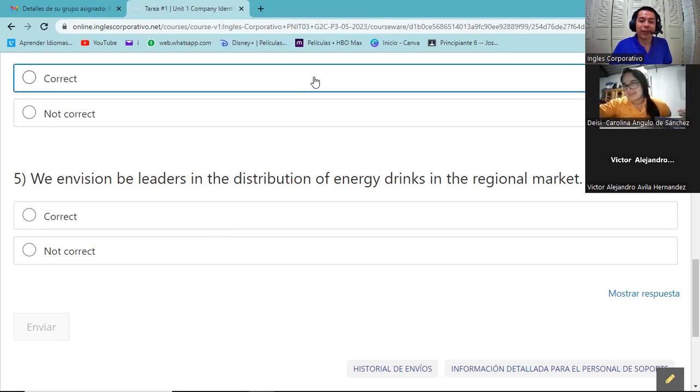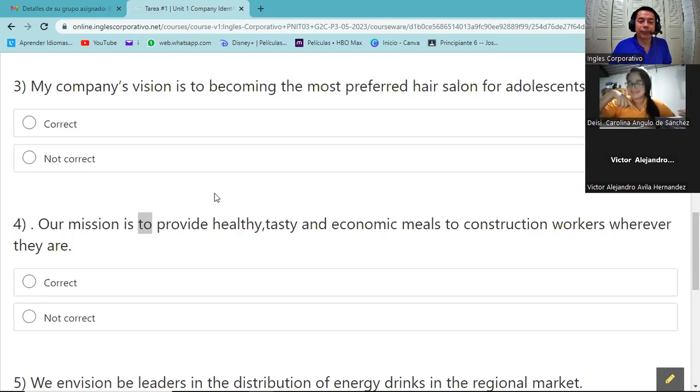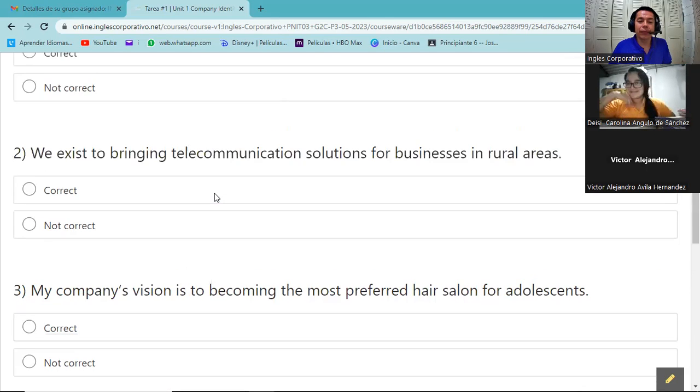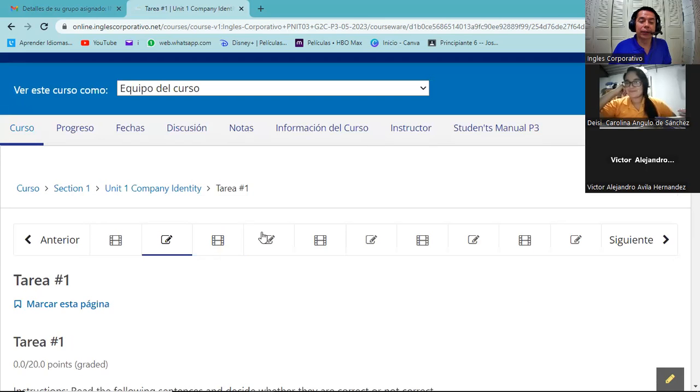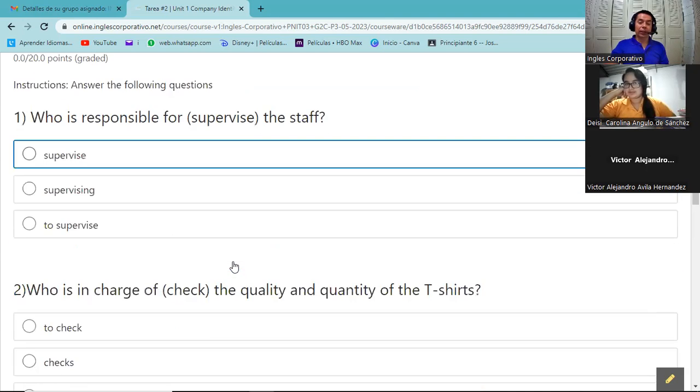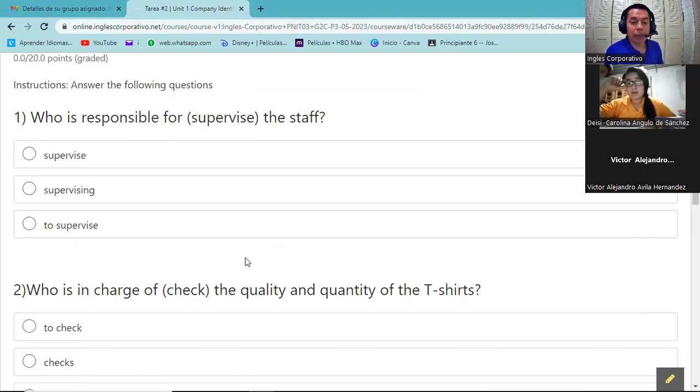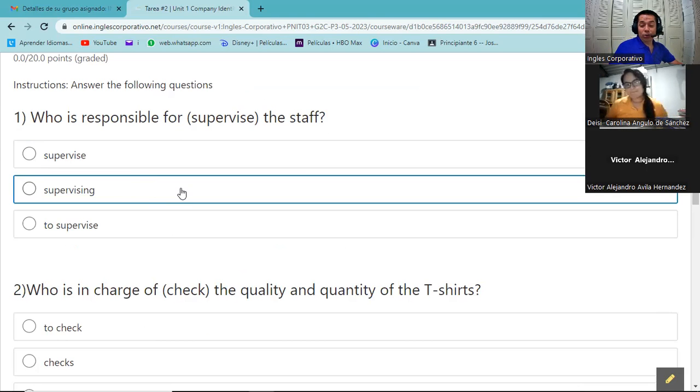En la tarea de ayer que hice hoy, también la última está mal. Veamos la tarea de ayer. Ahí está. En la tarea 2, right? Good. Aquí dijimos que después de una preposición, por ejemplo supervise, vamos a poner ing. Entonces, supervise. No sé, Carolina, no sé. Usted lo dijo. No, pero la última está mal.